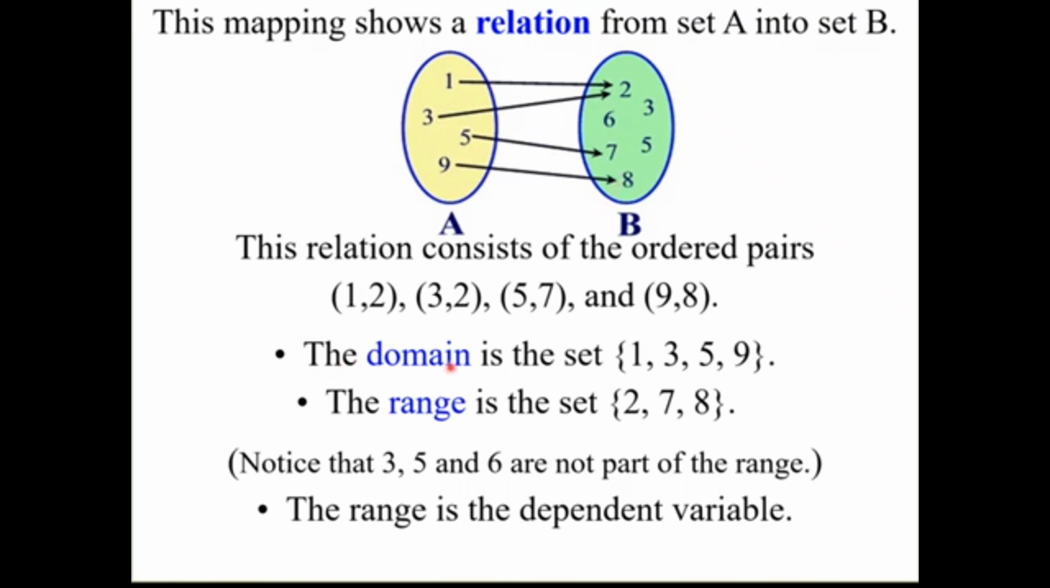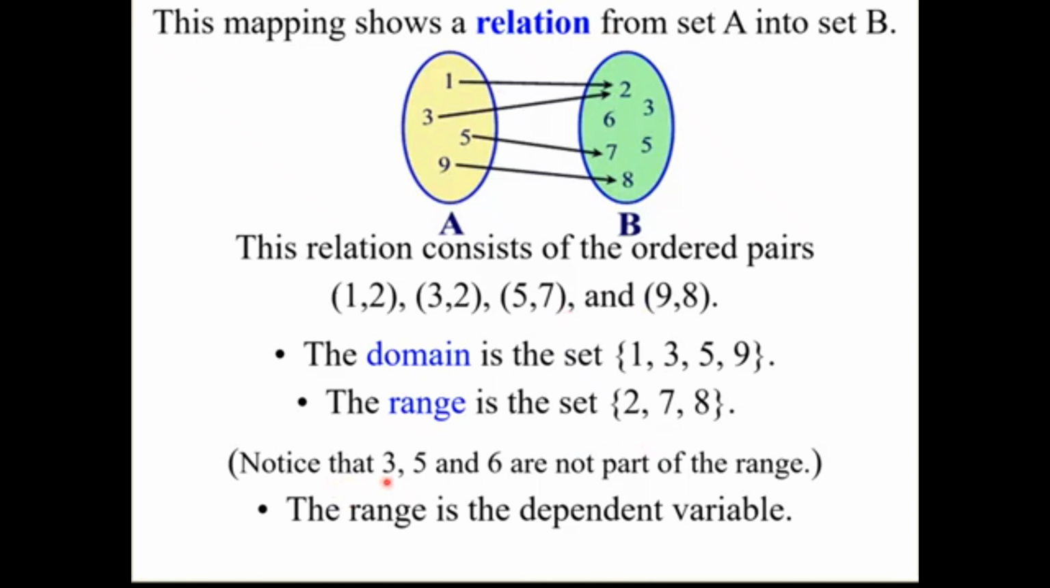The domain is the set 1, 3, 5, 7, 9. That is the first element. The range is the set 2, 7, and 8. So the 2, you're going to write it once. Do not write 2, 2, 7, 8 because 2 is being repeated already. So we have 2, 7, and 8. That is the range.